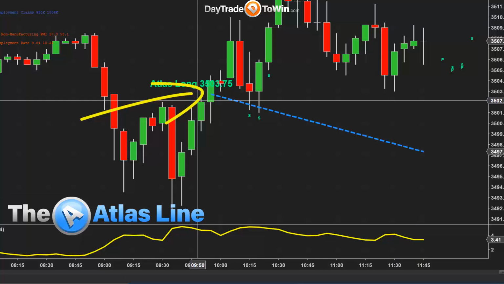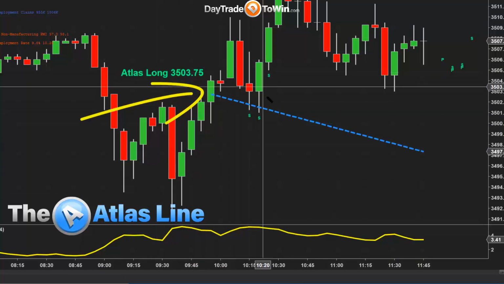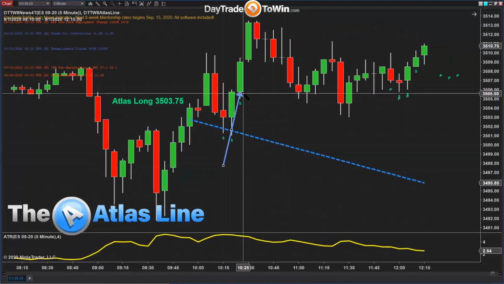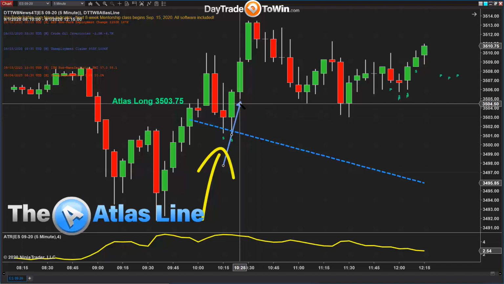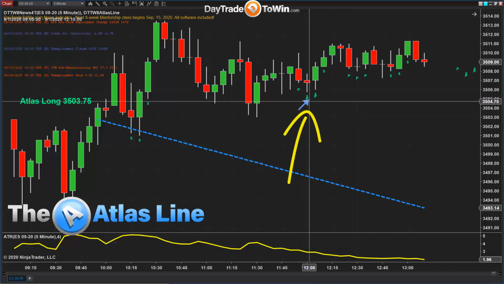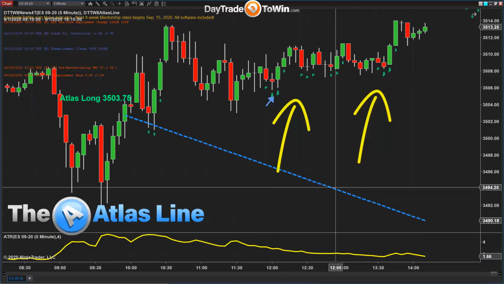Okay, so the Atlas line saw a long signal at 3503.75. Now in addition, you're going to see a couple of signals here. We have here a strength trade indicating to go long. And these are additional signals that the Atlas line produces. Strength trades, pullback trades as well. And so here you have the P's and the S's. They're indicating additional opportunities to buy and to go long. So this is the Atlas line for today. There are no short trades whatsoever. They are all trades to buy the market, the E-mini S&P, if that's the market that you're trading.